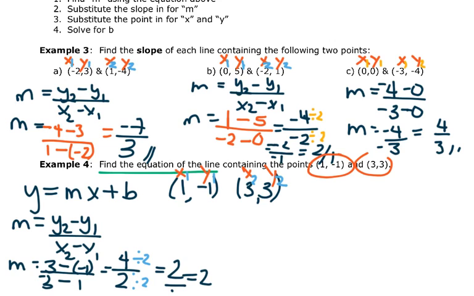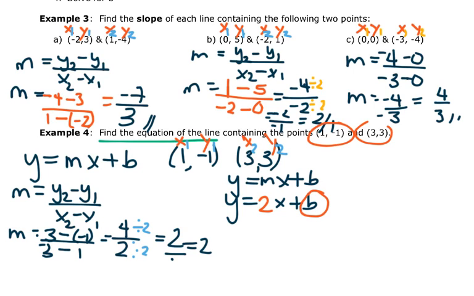So we're going to write out our y equals mx plus b, and instead of m, we can just write 2. So let's do that. So we have y equals, our m is 2, then we have x plus b. We're halfway there. We're almost done. Now we just have to find b.